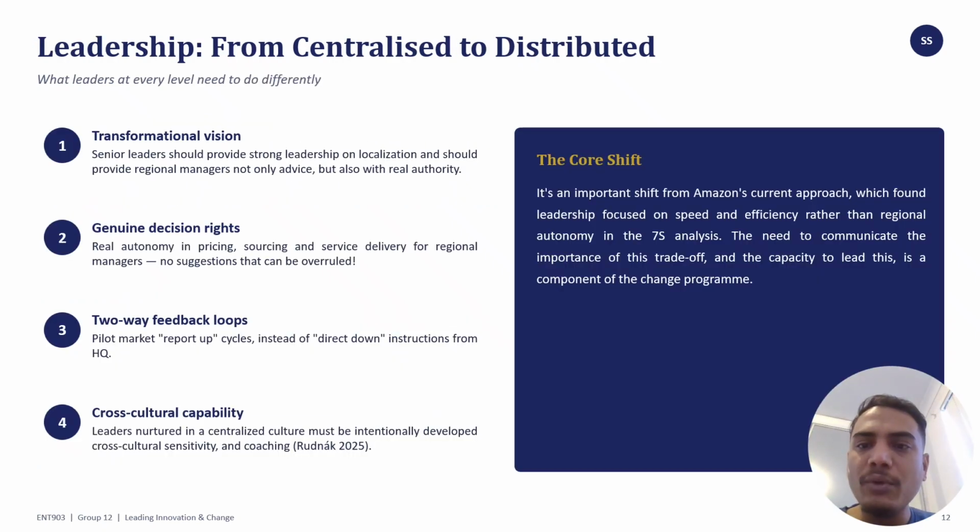Delivering this requires a real shift in leadership style from centralized to distributed. Senior leaders need to be transformational leaders who champion localization and give regional managers genuine authority, not just advisory input. Regional managers need real decision-making rights over pricing, sourcing, and service delivery. We also need two-way feedback loops, regular reporting up from pilot markets, not only instruction down from the head office. And because this is a meaningful departure from Amazon's current centralized, efficiency-first style, leaders will need intentional development in cross-cultural coaching and sensitivity.